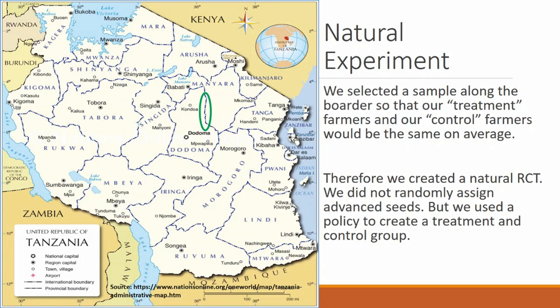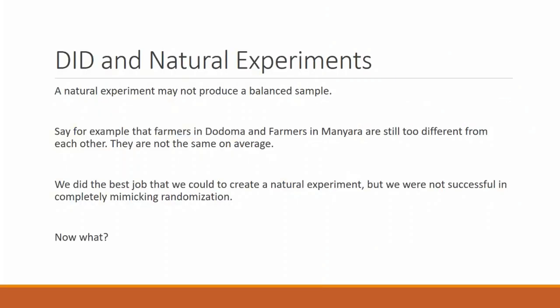All right, and so you cannot conclude that you have statistical independence, even though you had a very clever experimental design. So we say, for example, that farmers in Dodoma and farmers in Manyara are still too different from each other. They're not the same on average. We did the best job that we could to create a successful natural randomization that could mimic randomization, but it didn't quite do the trick. It didn't quite go the whole way.